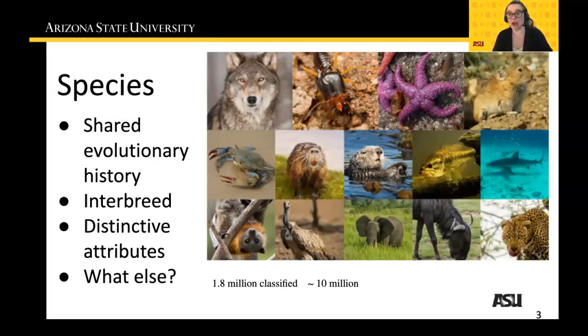Well, currently we have about 1.8 million classified species, and there are probably about 10 million extant species currently on the Earth. Although estimates say there could be from about 5 million all the way up to 50 million.